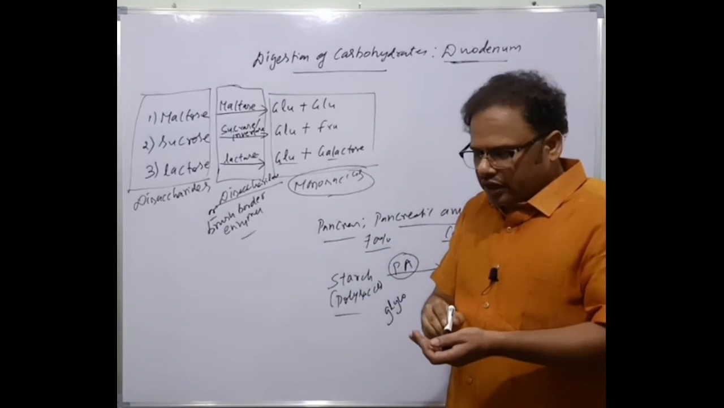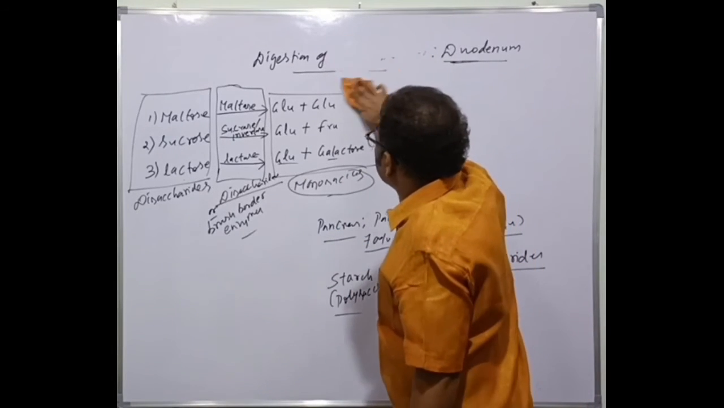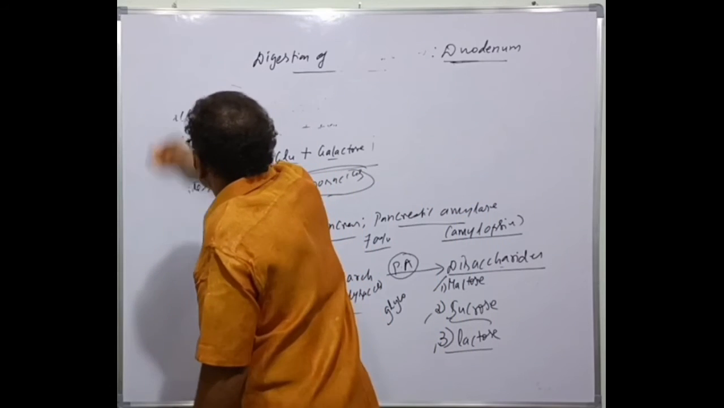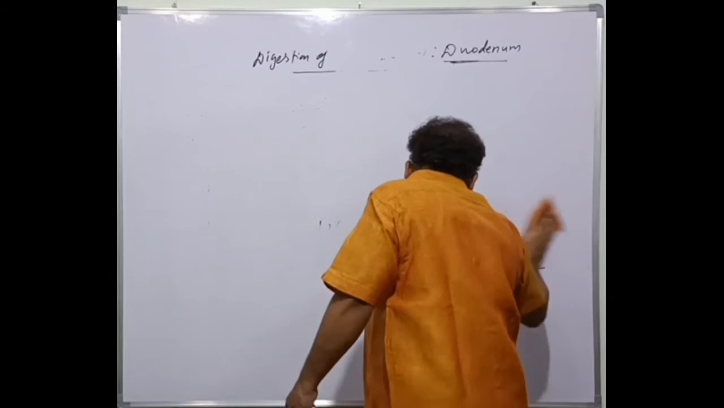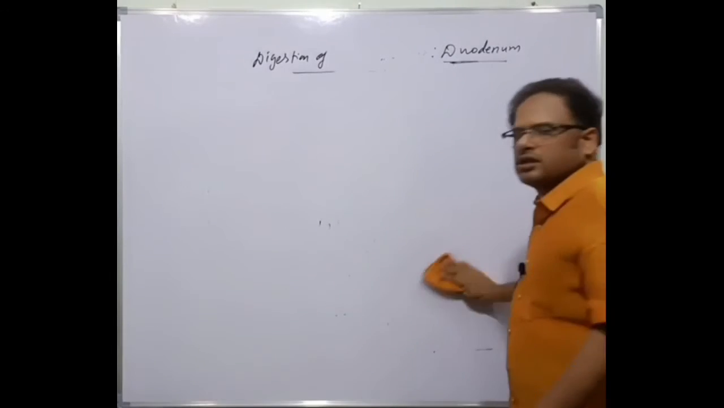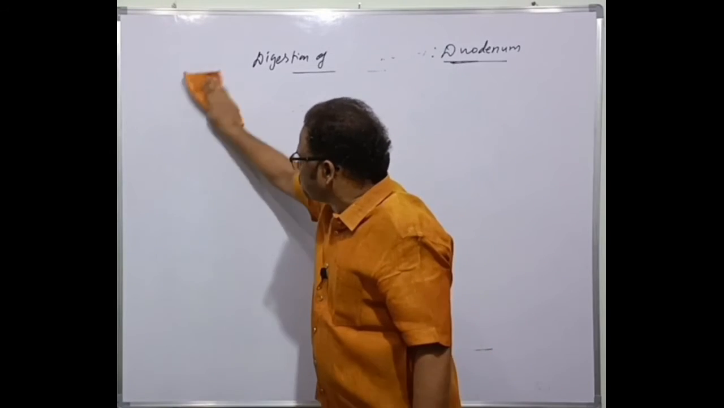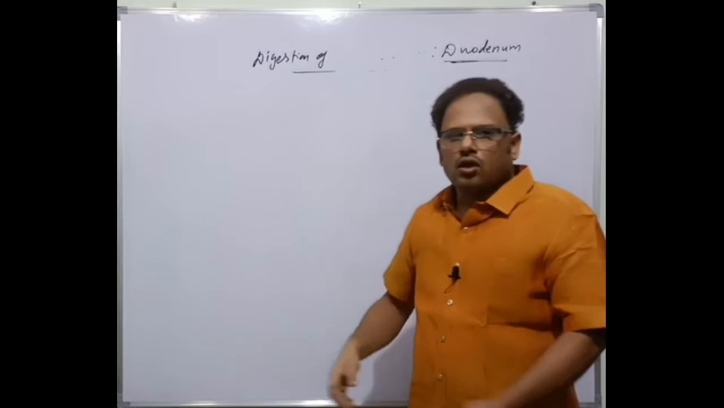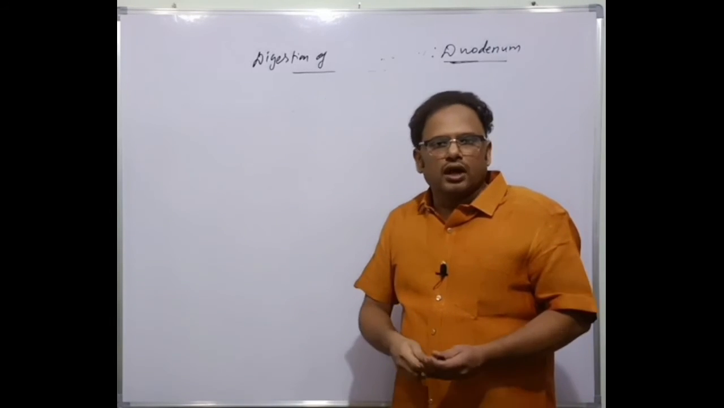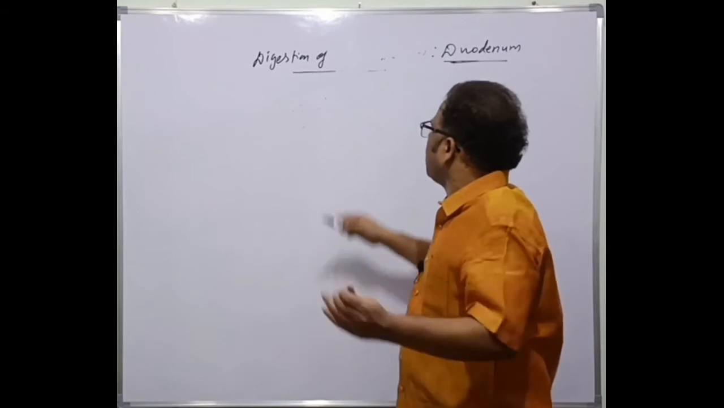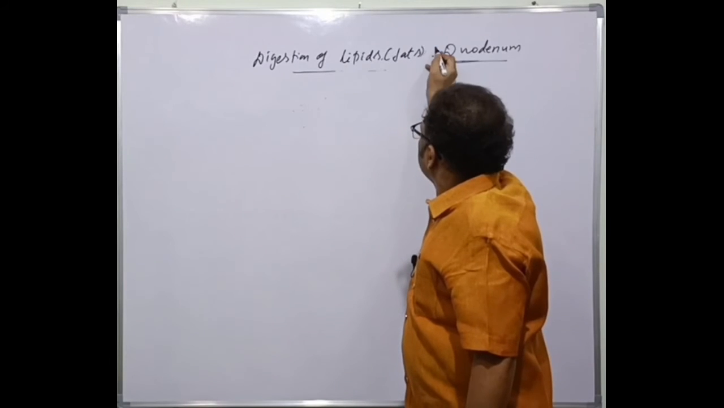Next, let's discuss the digestion of lipids or fats in the duodenum. The disaccharidases, called maltase, sucrase and lactase, are present in the intestinal juice. Now let's discuss the digestion of lipids or fats in the duodenum.